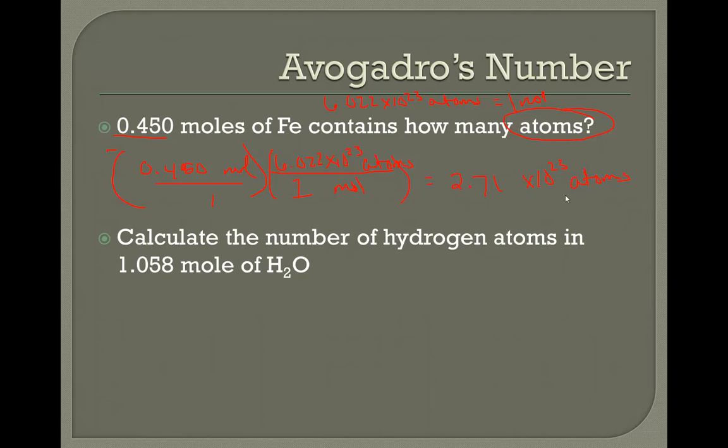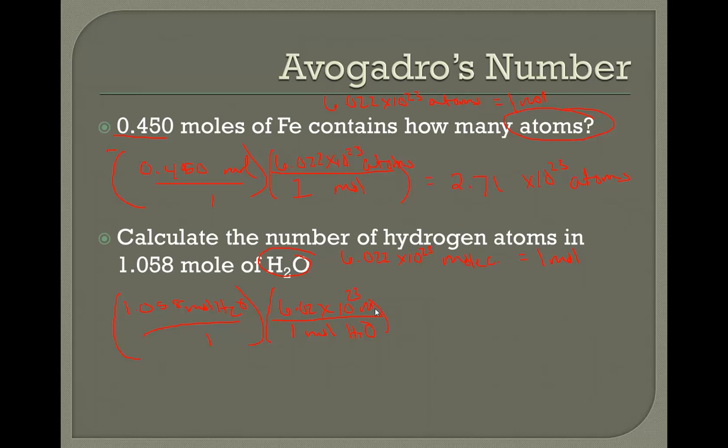Calculate the number of hydrogen atoms in 1.058 moles of H2O. Alright, this is where it gets tricky. So if we look at H2O, we know that H2O is a molecule. So we use Avogadro's number to tell us how many molecules there are in 1 mole, so I can convert it over to molecules. In 1 mole of water, there's 6.022 times 10 to the 23rd molecules.